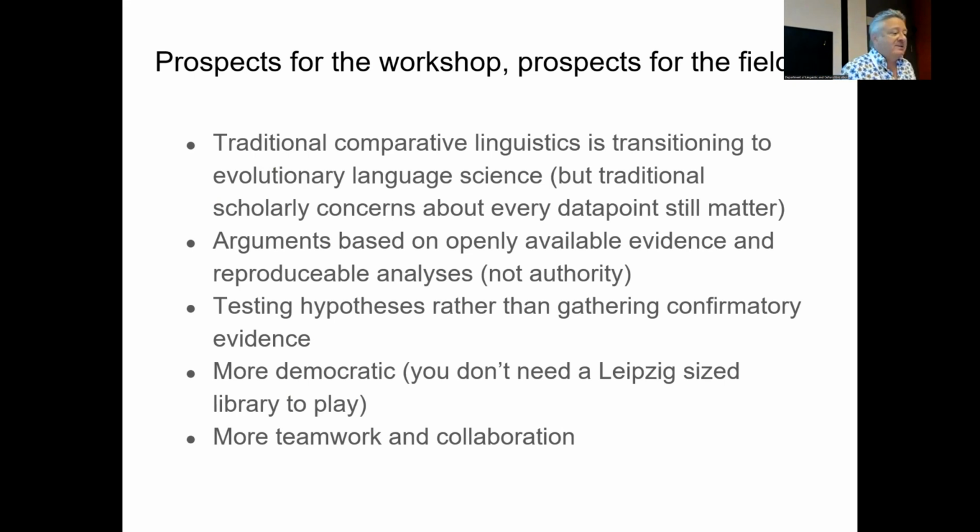And finally, and this is a wonderful thing, what it enables is more teamwork and more collaboration, both locally and globally. One of the things that I'm really quite tickled about is that the Grambank paper has 105 authors, which I think must be some kind of record for a linguistics paper. So on that note, I want to finish by saying I'm really excited about what I see happening in the field of evolutionary language science at the moment, and I'm excited about the prospects for this workshop. Let's get on with it.